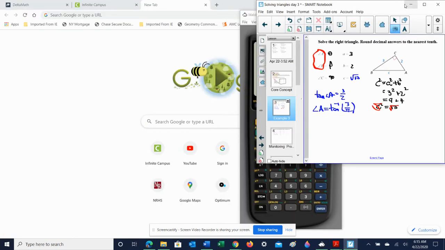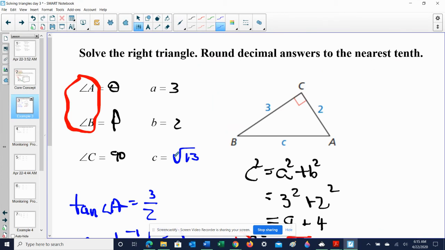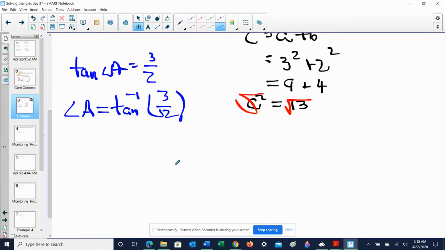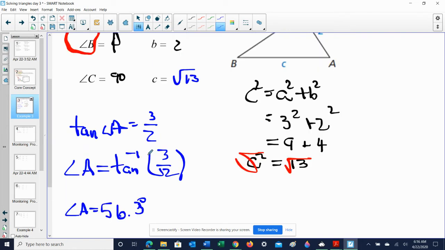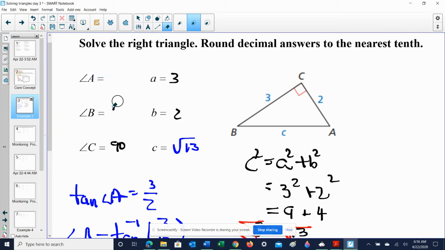Whoa, don't know what happened there. 56.3 degrees. So the measure of angle A is 56.3 degrees. So I'll go back up here and fill that in.